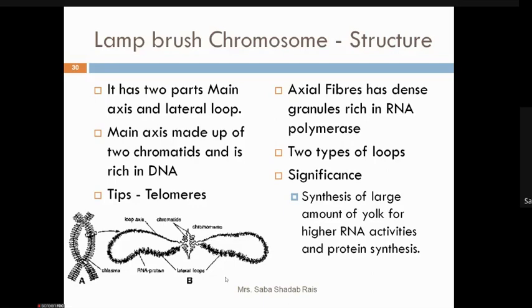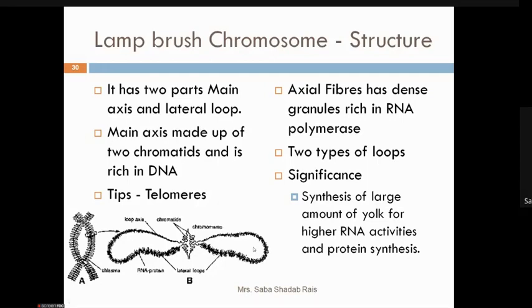Telomere regions we have studied. These are the end points of the DNA. So these two tips will not contain the loops. Instead, they will have the telomeres. When we talk about the region, a certain region gets coiled to form chromosomes which are found in pairs. Here one pair I have shown in enlarged form.